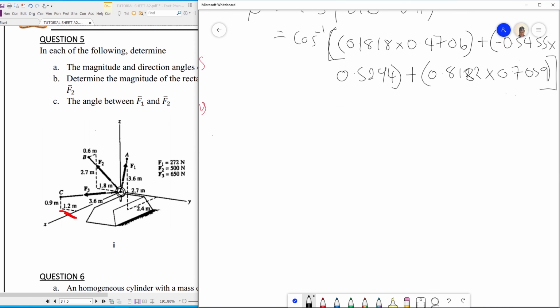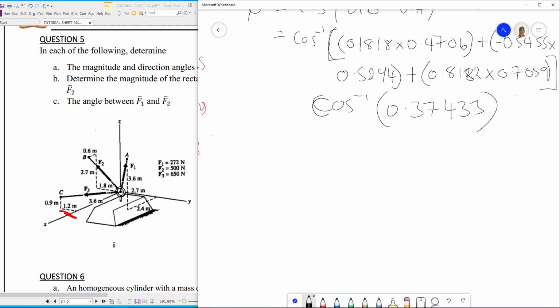So this will be cos inverse of 0.37433. And the answer will be phi is equal to 68.02 degrees. Alright, so that is our final answer.